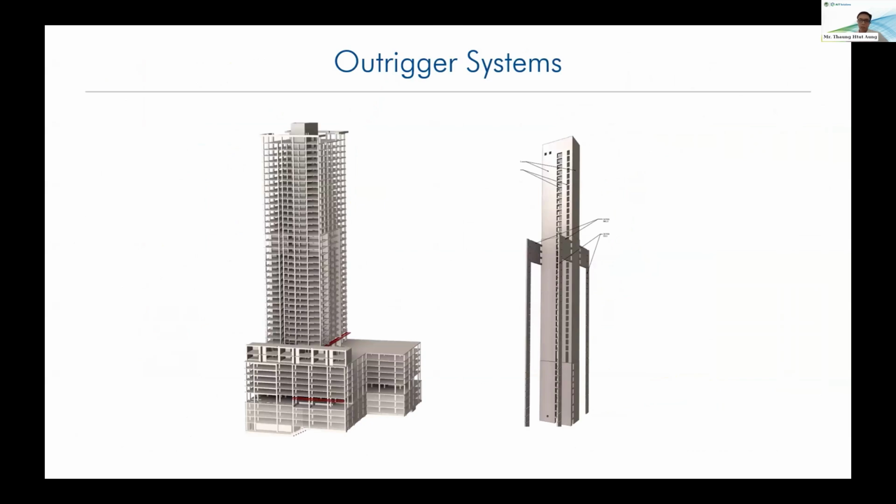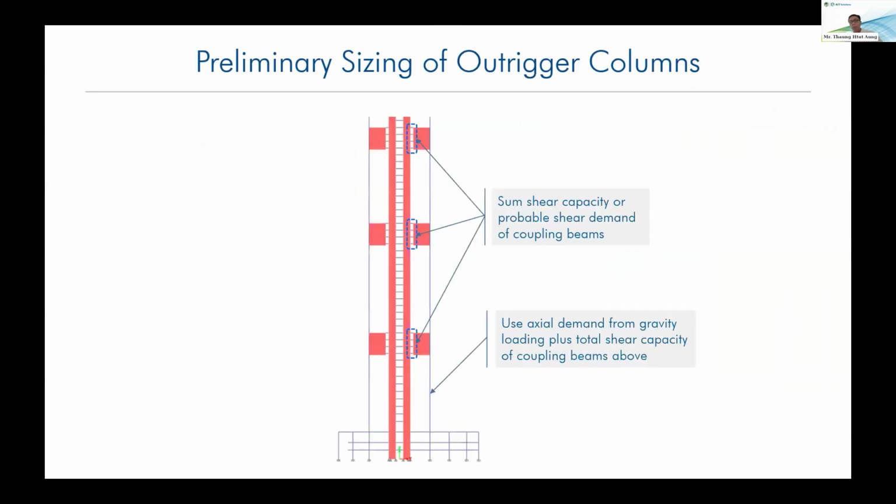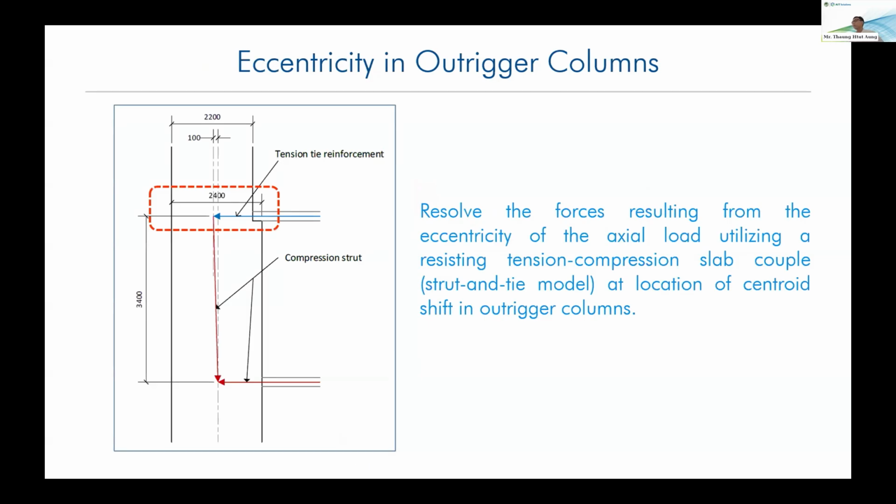And in tall buildings, these days we use the outrigger systems. So when we determine the initial sizing of the outrigger columns, if we have the coupling beams in the outrigger walls, connecting the outrigger walls and the core walls, we can check the summation of the shear capacity or the probable shear demand of the coupling beams. That shear demand will be considered as the axial compressive force demand or tensile force demand from earthquake in the outrigger columns. Sometimes we reduce the column size of the outrigger columns in the upper level.